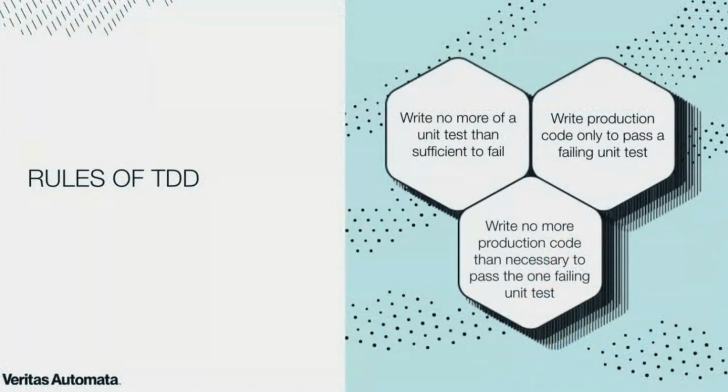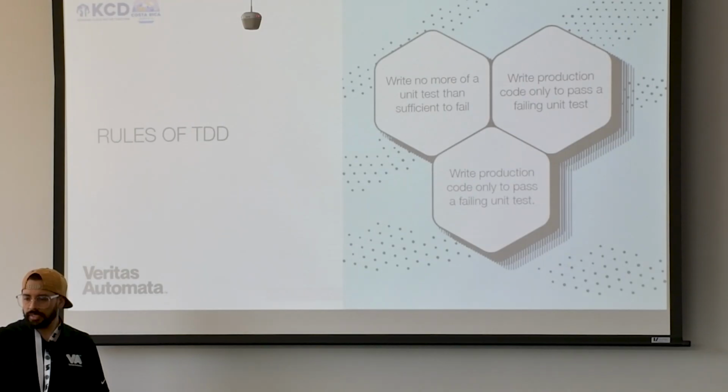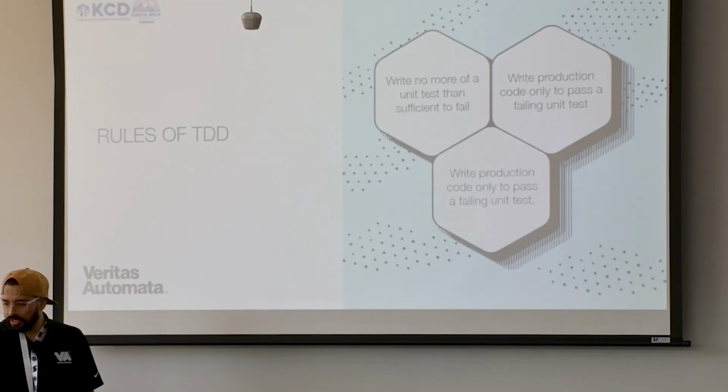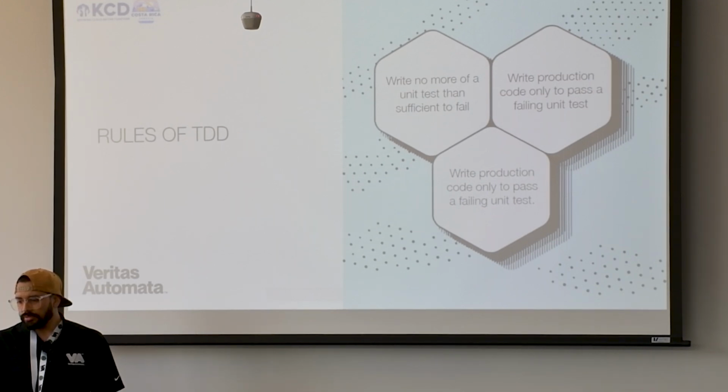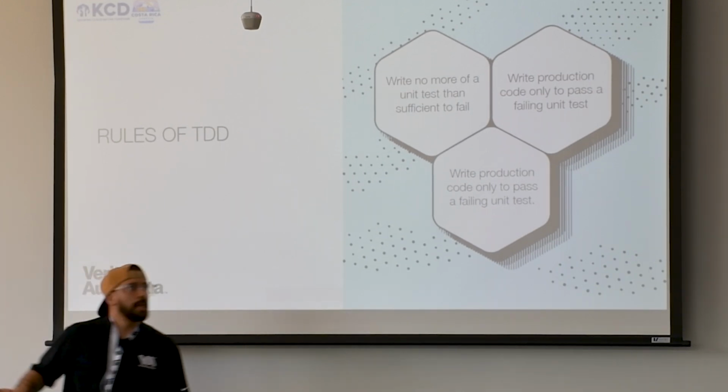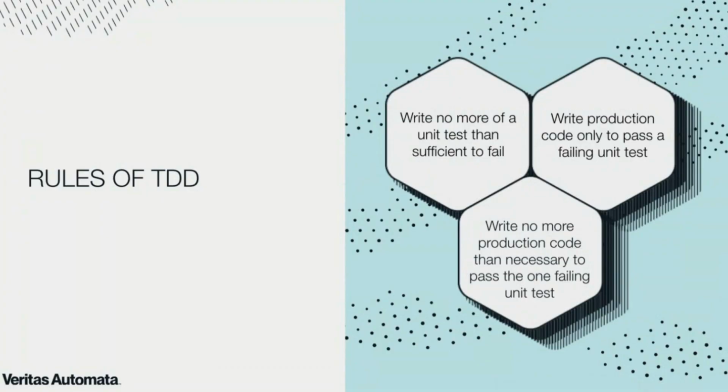Now, this takes us to the third rule for test-driven development, which is write no more production code than necessary to pass the one failing unit test. Now, here's the thing: make sure that when you're doing test-driven development, you don't try to be smarter than you have to be, right? Meaning that don't try to do much more than the unit test is asking you to do.